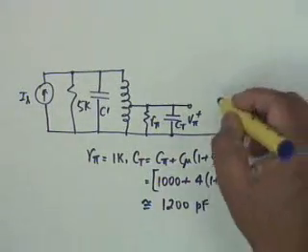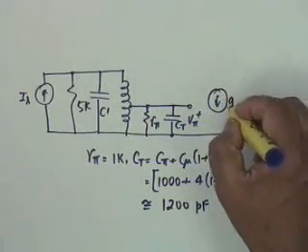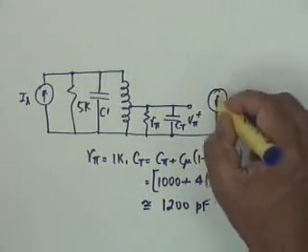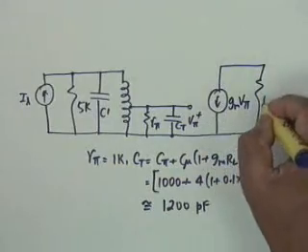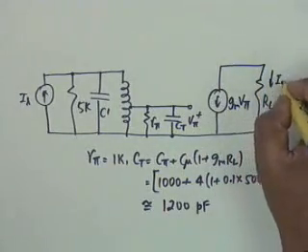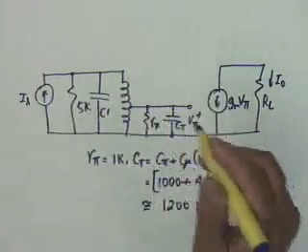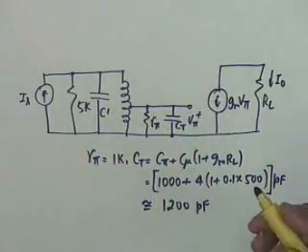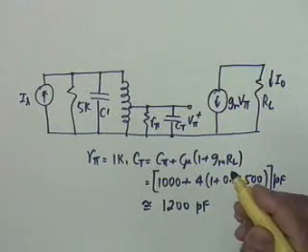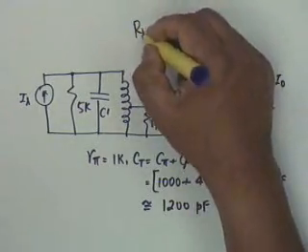1200 pF. Then you have the GMV pi and RL, and this current is I0. This is the equivalent circuit. And I know everything. Pardon me? RP. Oh, the parallel capacitance.